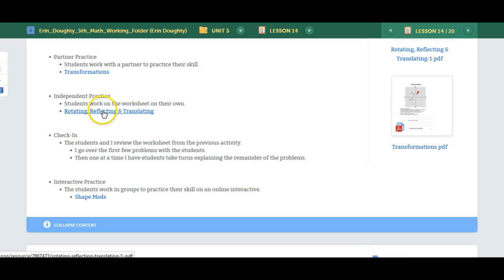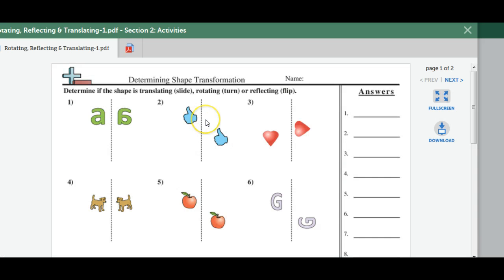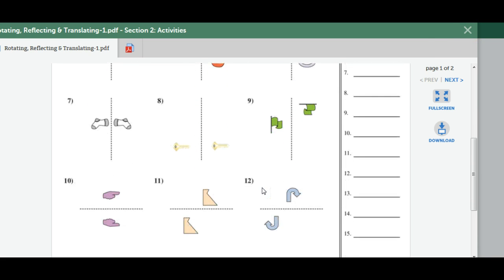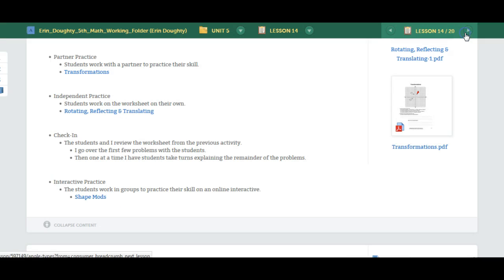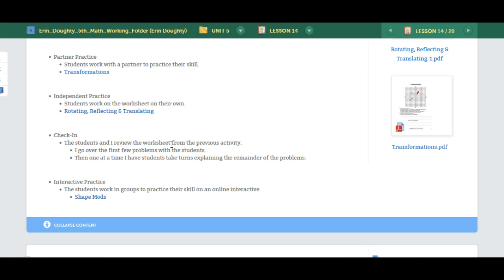The next day, the students work independently on completing a sheet where they have to identify whether the shape was translated, rotated, or reflected. Next day, I check in with the students by going over that sheet with them, and I have students explain their thinking as to how they determined what type of transformation it was.